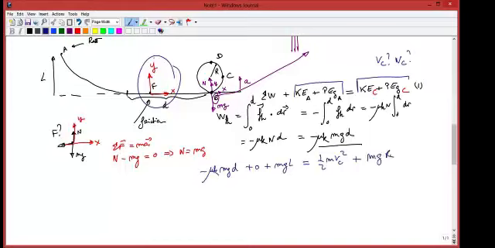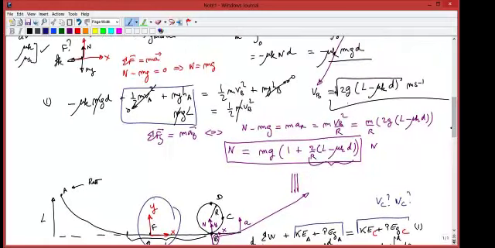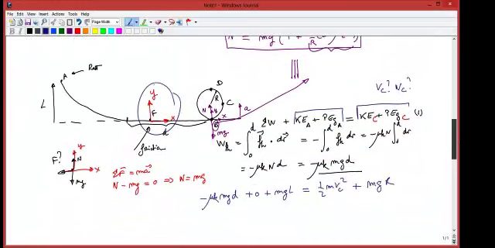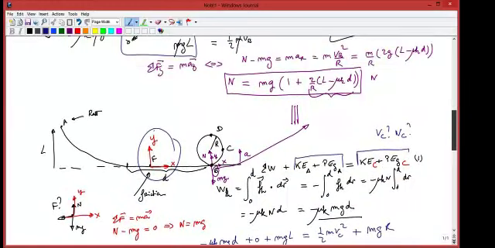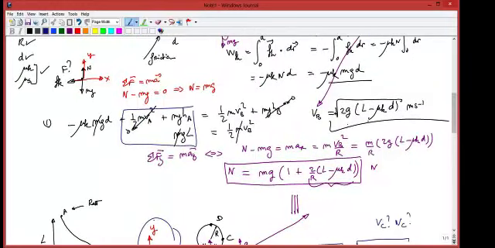Now, Ray suggested, hey, why don't we start with B? We could have done the exact same thing and done it between B and C. Absolutely. The advantage of doing it from A is that if we goofed anywhere here at VB, then the next problem will be wrong, because we will have to rely on the kinetic energy at position B, which would need this.